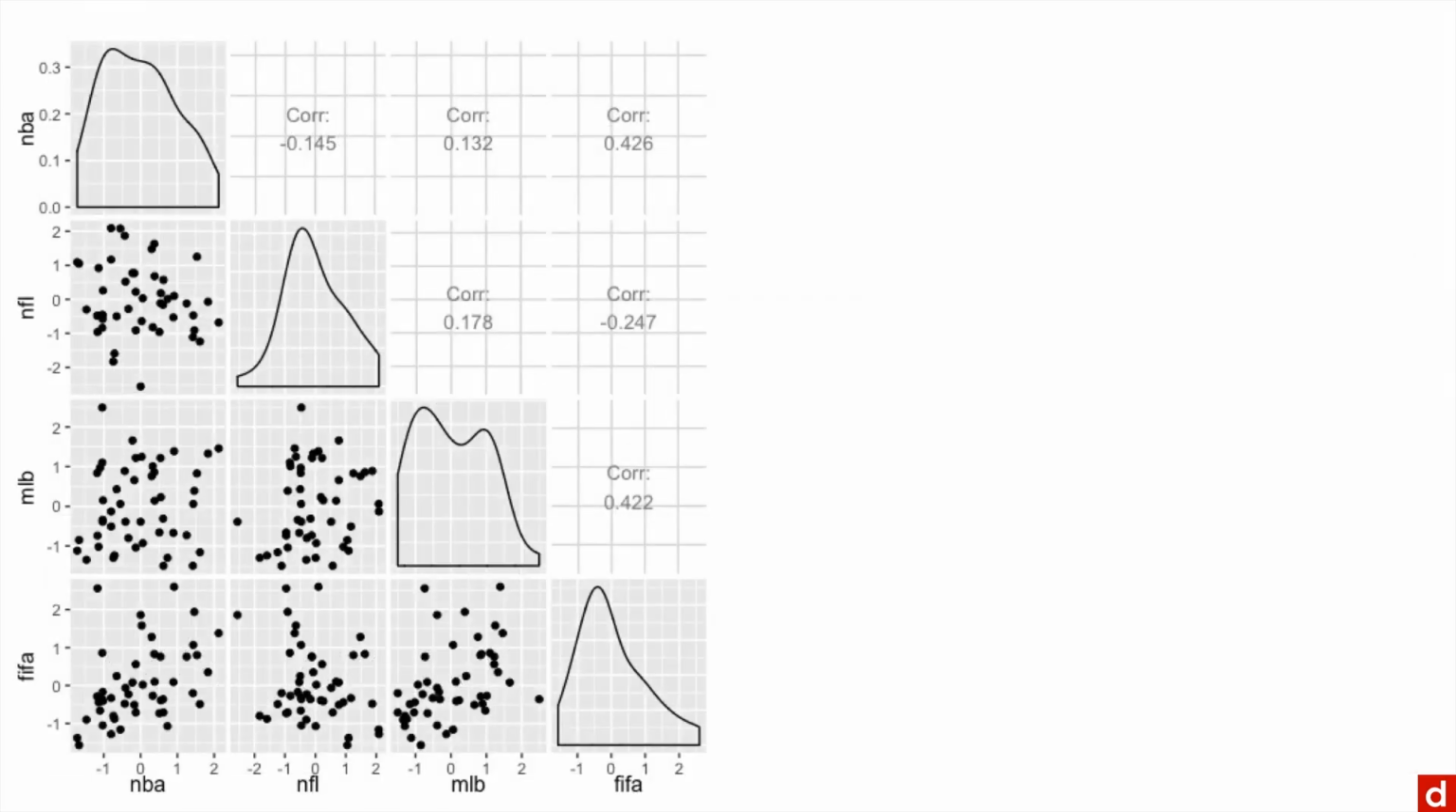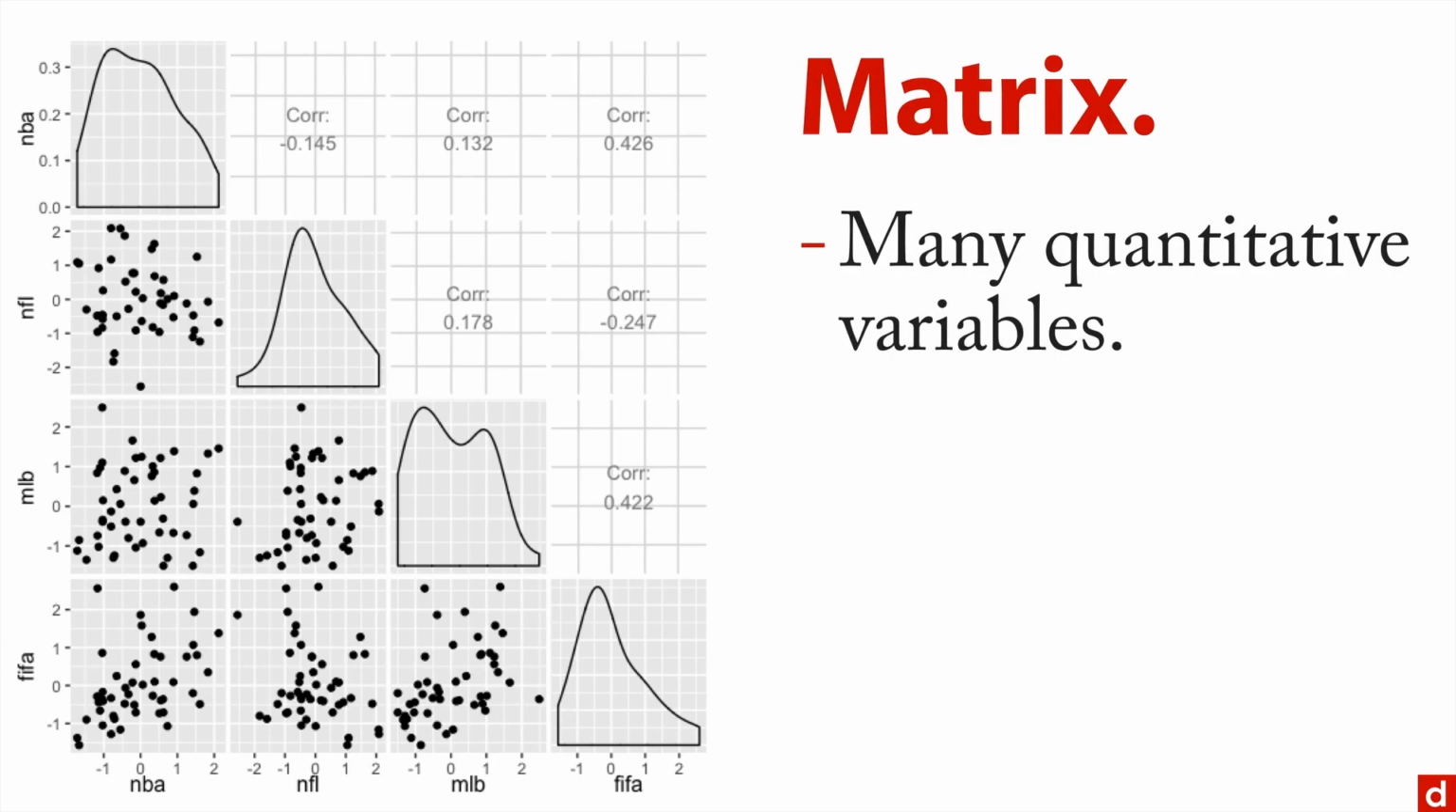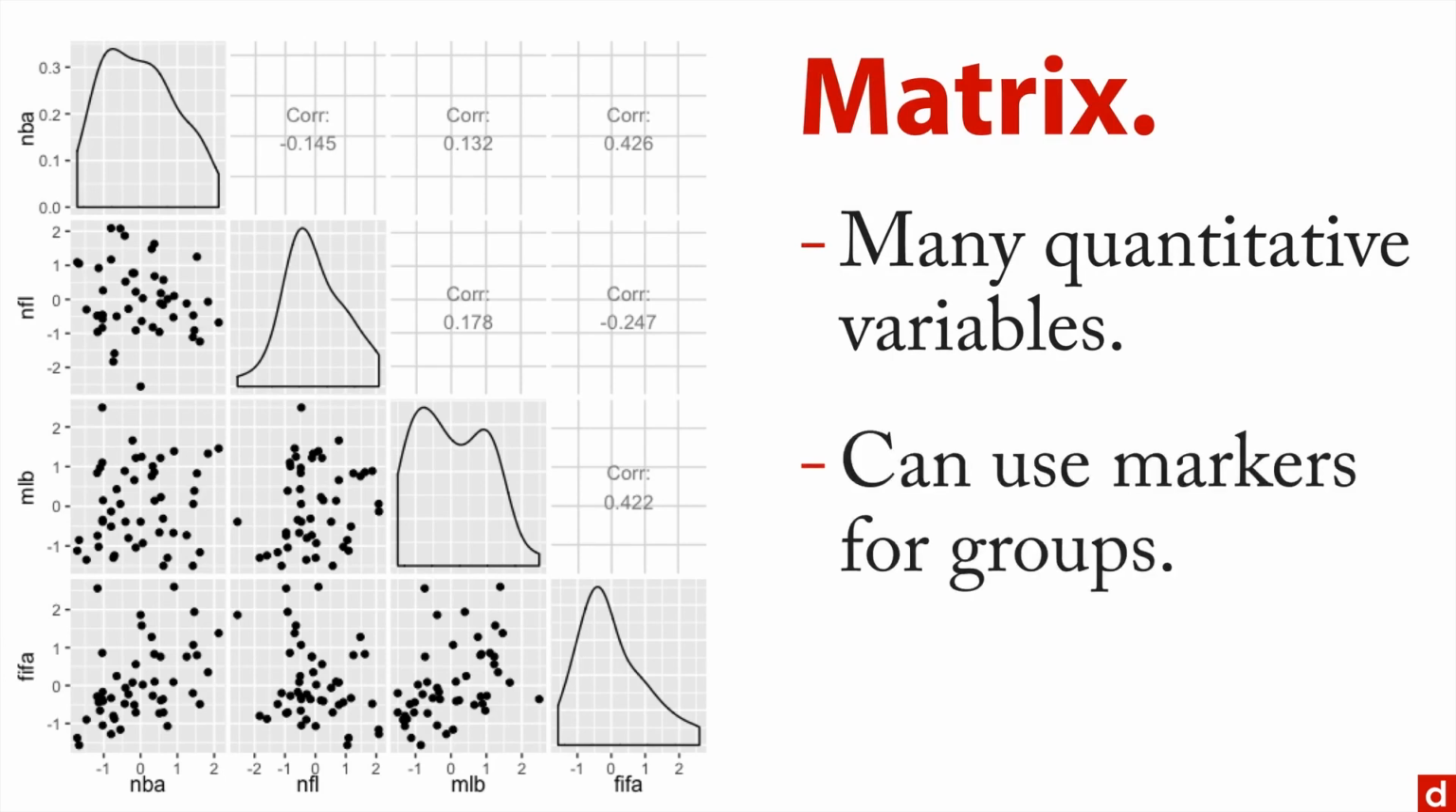What you want to do, however, is see the connection between several variables. You might want to use a matrix of plots. This is where you have, for instance, many quantitative variables. You can use markers for group membership if you want. And I find it to be much clearer than 3D. So here I have the relationship between 4 search terms: NBA, NFL, MLB for Major League Baseball, and FIFA.